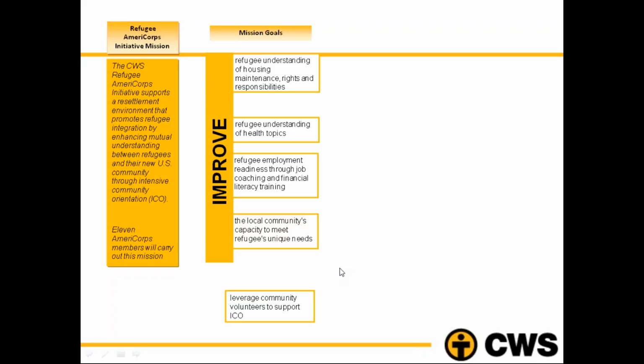The goals of the Refugee AmeriCorps program are to improve refugees' understanding of housing maintenance rights and responsibilities, improve refugee understanding of health topics, improve refugee employment readiness through job coaching and financial literacy training, and improve the local community's capacity to meet refugees' unique needs. Additionally, we hope to leverage community volunteers to support intensive community orientation.